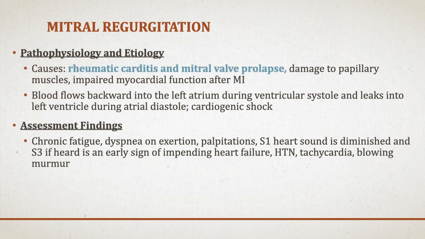So your mitral regurgitation is when blood flows backwards into the left atrium during ventricular systole and leaks. You just have a small amount leaking into that left ventricle during atrial diastole. The causes of mitral regurgitation, once again, we see rheumatic carditis, but it can also be caused by mitral valve prolapse. It can be caused by damage to the papillary muscles, an impairment as a result of an MI, which is a myocardial infarction, also known as a heart attack.